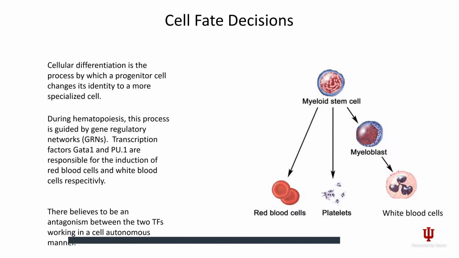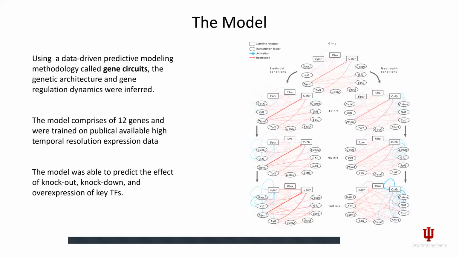And currently, it's believed that there's an antagonism between these two transcription factors. So induction of GATA1 will try to repress PU.1, and vice versa. So if PU.1 is expressed, it will try to downregulate GATA1. So there's this antagonism between these two transcription factors, and I'm kind of interested in trying to model how this works. So in the paper, they use this data-driven modeling method called gene circuits.